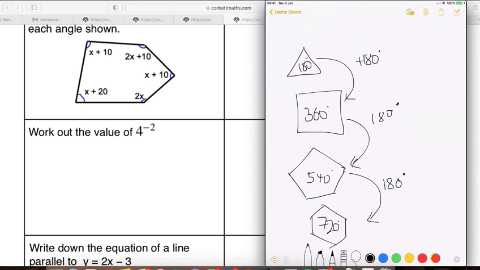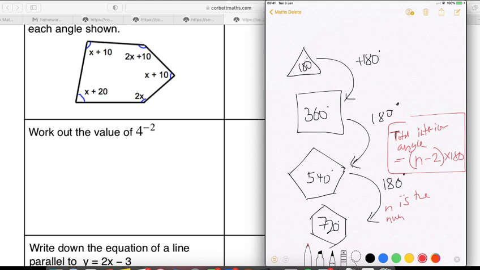But because there's a pattern, you're adding 180 every time, there's a formula that would help you work it out. So the formula is that total interior angle equals (n minus 2) times by 180, where n is the number of sides. It's not squared. Good guess.